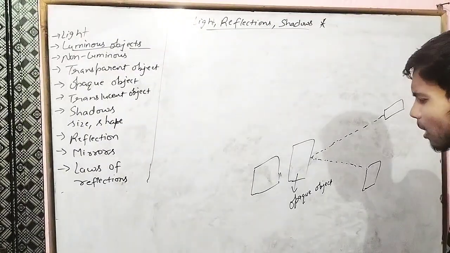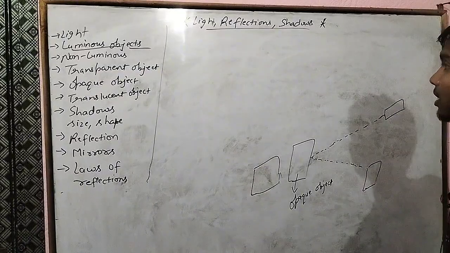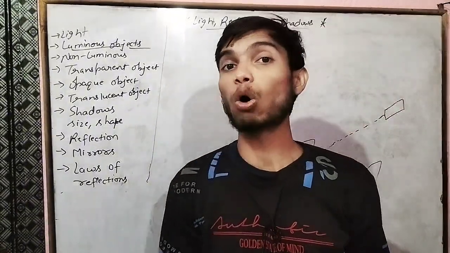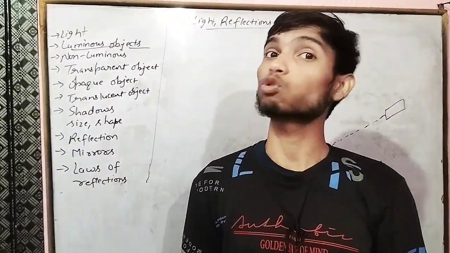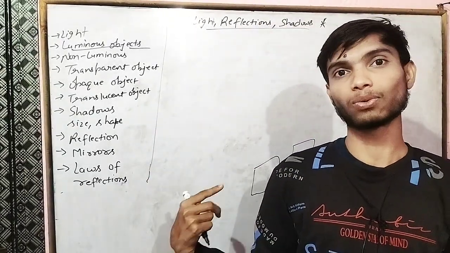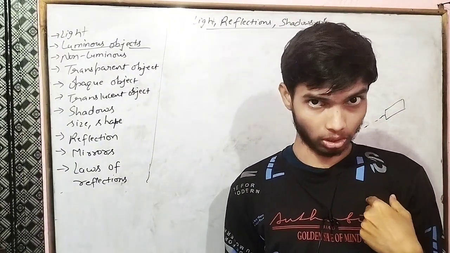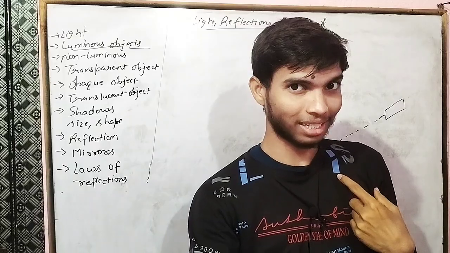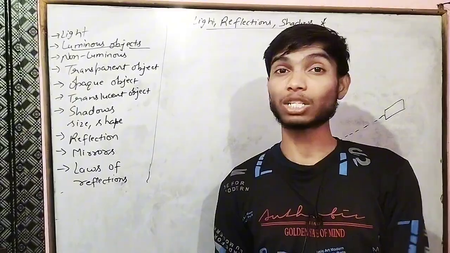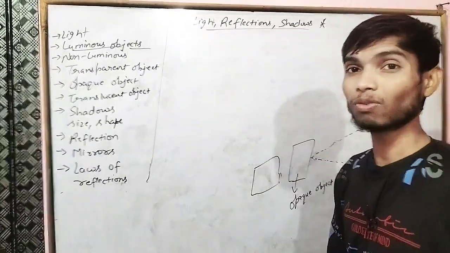Then examples of opaque objects are a lot. This wall is an example of an opaque object. I am an example of an opaque object. Light is coming from the source. Light is falling on me, and behind me is what? A shadow. The shadow is there because light is falling on me and getting reflected. Light is being blocked by me. Light is not passing through me. That's why there is a shadow behind me.